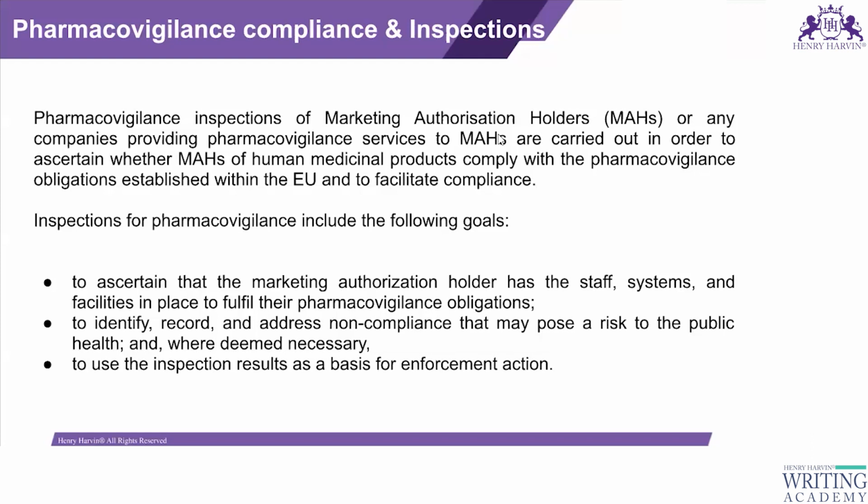Inspections of pharmacovigilance include the following goals: to ascertain that the marketing authorization holder has the staff, systems, and facilities in place to fulfill their pharmacovigilance obligations. So the first thing checked in the inspection is that the marketing authorization holder should have adequate, well-trained and experienced staff to conduct the pharmacovigilance activities. It means they should be from the right background and trained in pharmacovigilance. In case they are not trained, then proper training should be provided to them by the company, the marketing authorization holder.